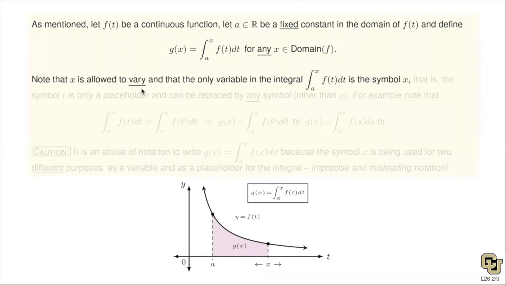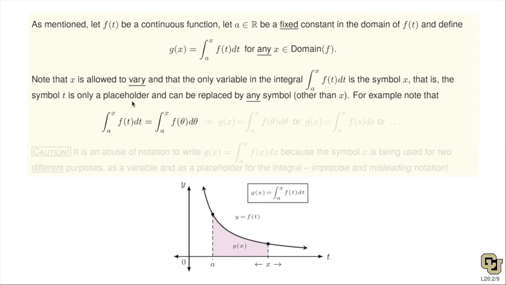So as I said, x is allowed to vary. The only variable here is x. T is just a placeholder, and we can use any letter we want. We don't have to use the letter t. We can use any letter we want other than x. We've already used x for something. x is being used as the upper bound, and that's it. We can't, again, use x in some other role.